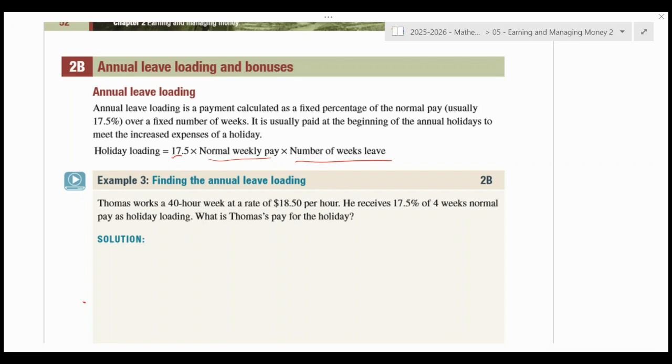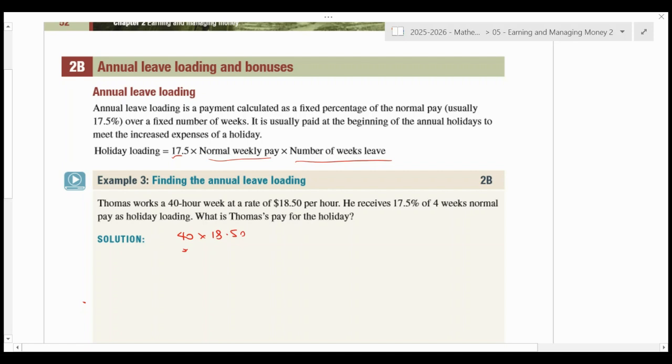What we've got is Thomas working a 40-hour week for $18.50 an hour, and he gets 17.5% of 4 weeks normal pay. So what's his pay for the holiday? It's going to be 17.5% more than what he would normally get. So let's work out what he would normally get first. Let's go 40 times 18.50.